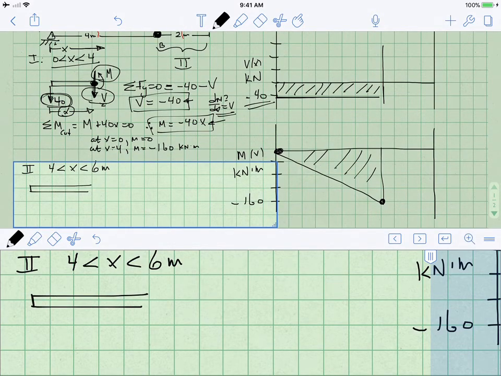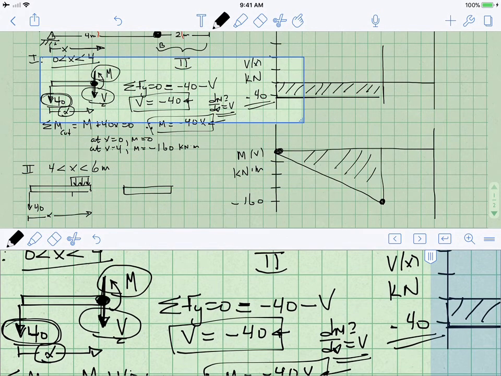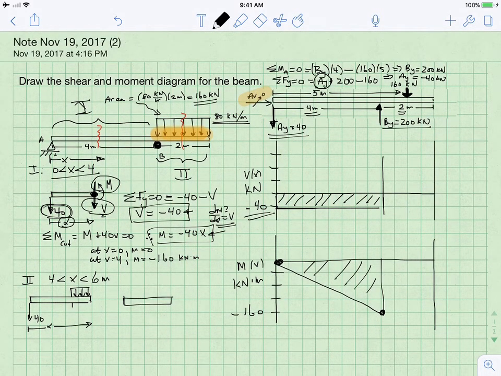So we have 2 possible things to work on. We can work on the left-hand side of the beam, which has the 40 kilonewton load. At x equals 4, the distributed load begins. And we are cutting it at a position of x. Or we could look at the right-hand side of the beam. Actually, I'm going to make an amendment to the left-hand side of the beam.